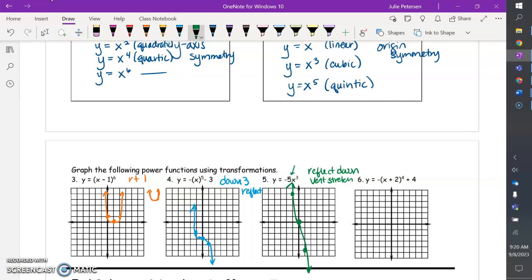Okay, and the last one here we're going to look at is degree 4. So that's going to be opening up or down. In this case, because of that negative sign, it's going to open down. And let's make sure we get our transformations. Left 2 and up 4. So left 2 and up 4. And this is going to look like a parabola that opens down. So over 1, down 1. But the rest of the points we're not going to mess with. We're just going to sketch it out and make this look a little bit more squared off because it's a power of 4 instead of a power of 2.